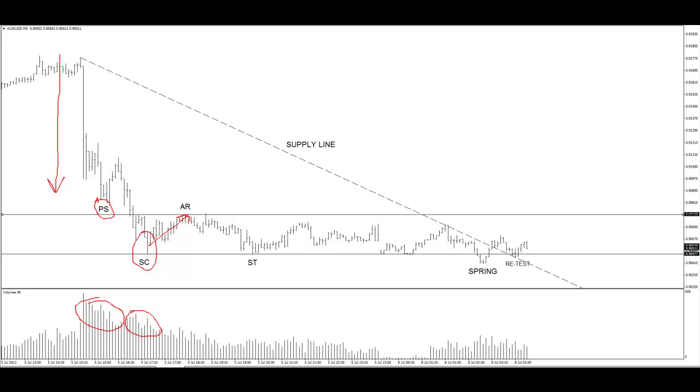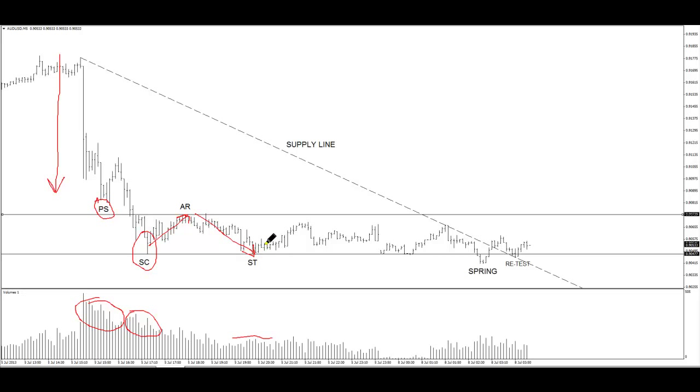Now these then form our trading range, the lines that I've got in here, the bottom of the trading range being the selling climax and the top of the range being the automatic rally. We've then come down, we've had a secondary test of the climax. You can see that the volume has fallen away in comparison to the selling climax.